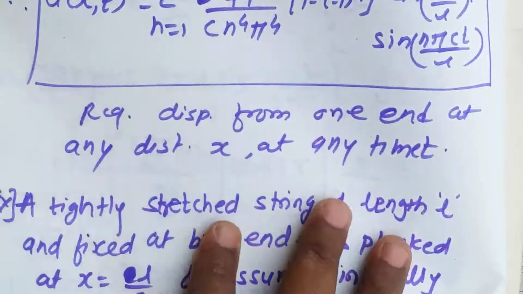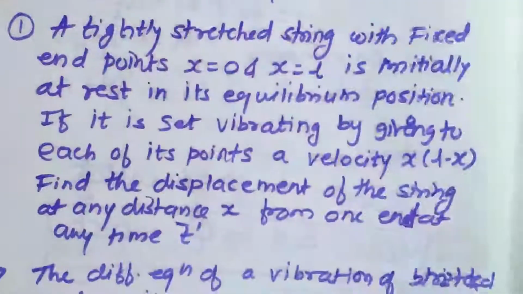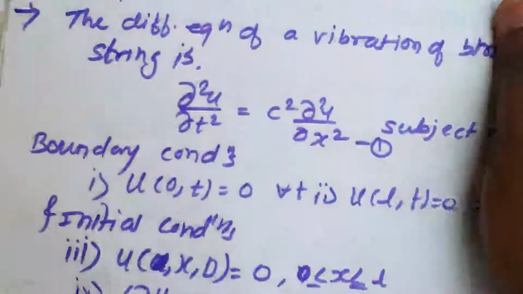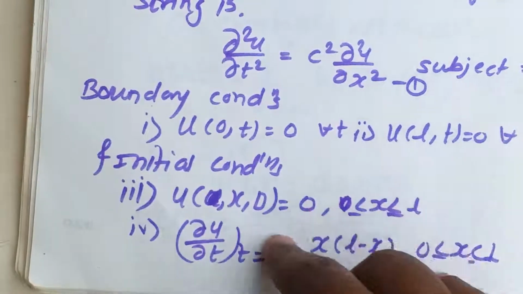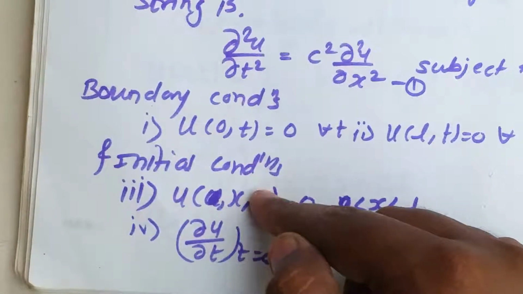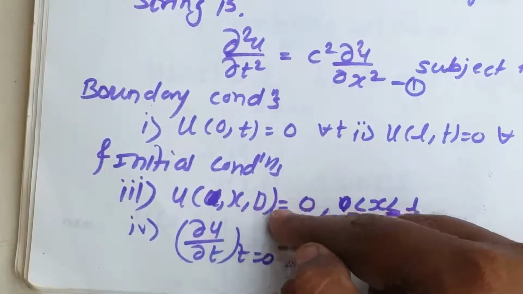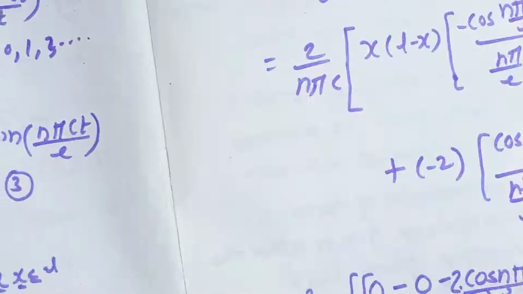What different thing have we done in this example? Only the change of the boundary condition. Instead of displacement, velocity is given in the form of a function of x. Okay, so instead of using velocity first, we have used the condition of displacement first, which is 0. This is the different thing. Now let us take another problem.